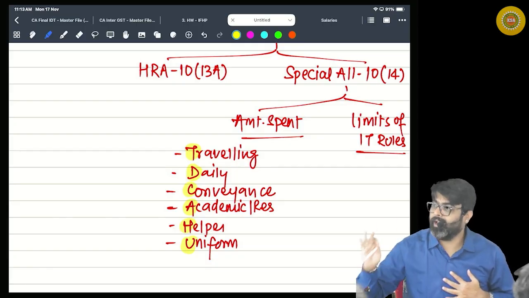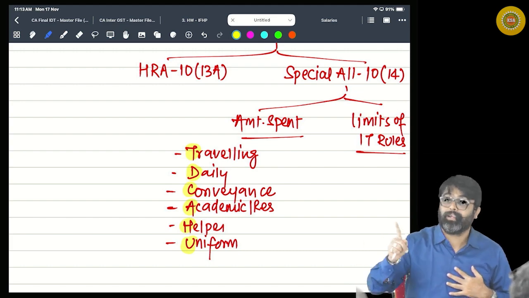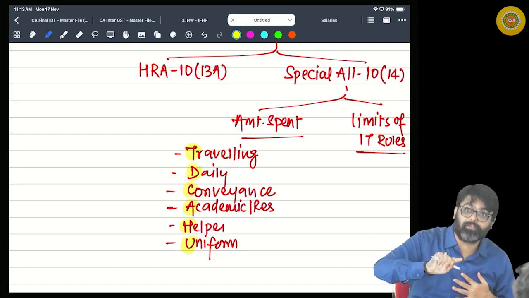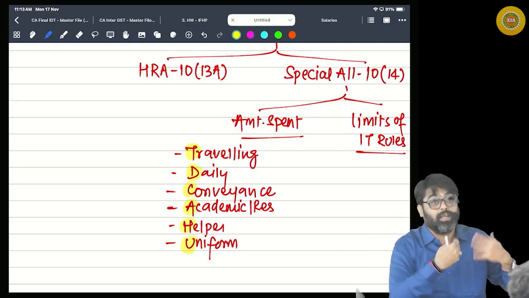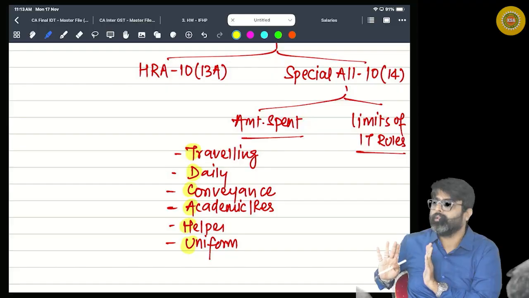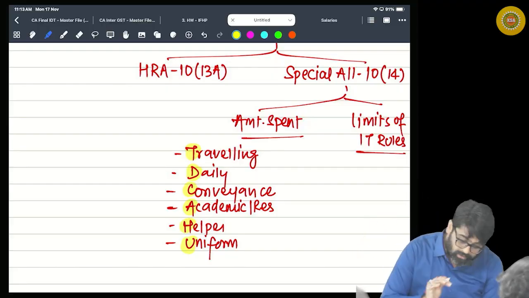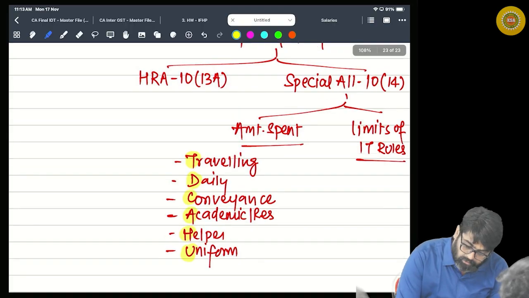So traveling daily in a conveyance with academic or research helper, and we both are in uniform. Done. These 6 names are remembered. You're not supposed to forget. Okay, no? Now, let's come to this part.